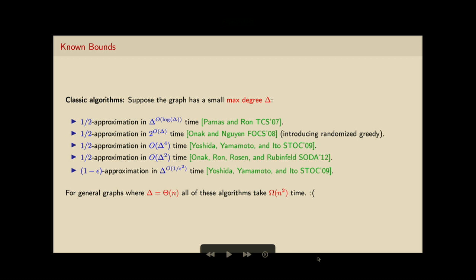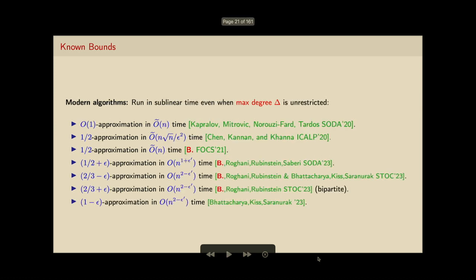But note that all of these algorithms require at least n squared time when delta is unrestricted, when the graph can have degree as large as n. But there's been a second wave of results. The first one was due to Kapralov et al. in SODA 20, who showed that you can find a constant approximation of the size of matching in order n time. This constant is very large. Later on, Chen, Kapralov, and Khanna improved it to half approximation, worsening the running time a little bit to n root n.